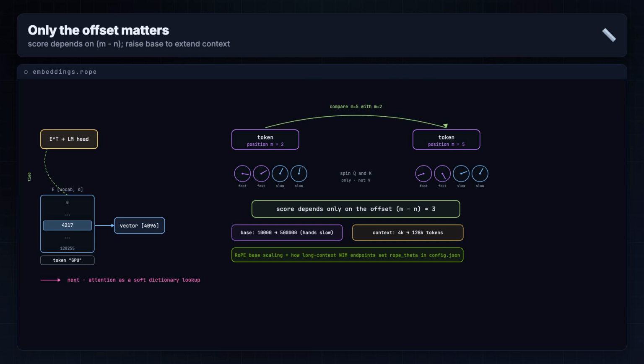And the magic. Compare the token at position 5 with the one at position 2. The score only cares that they're 3 apart, the relative offset, not where they sit absolutely. That's the whole trick. One more thing on screen, crank the base frequency from 10,000 up to 500,000 and every hand slows down, so the same angular range now covers a far longer context. That's literally how Llama 3.1 reaches 128,000 tokens.